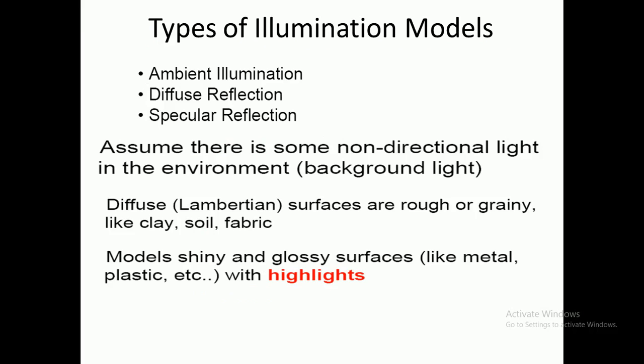Then the types of illumination models. There are different types of illumination models. One is ambient illumination, one is diffuse reflection illumination, and one more is specular reflection illumination. Ambient illumination is nothing but assuming there is some non-directional light in the environment. That is what background light means. In this example it is this room light.